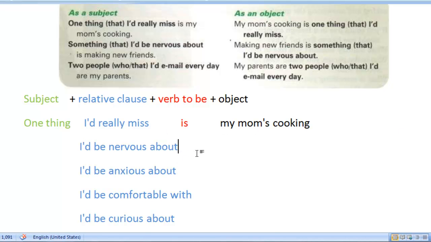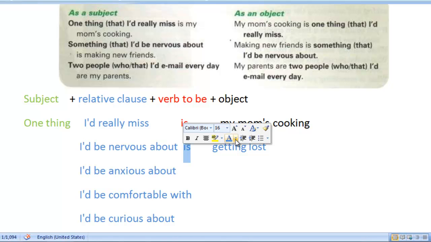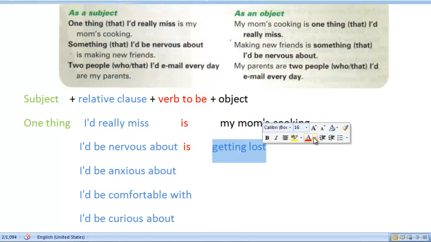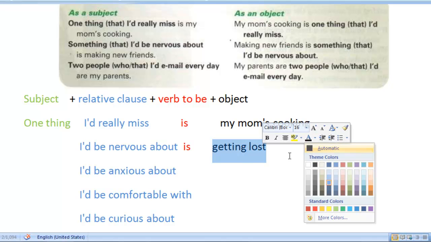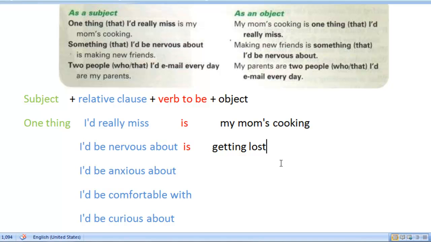One thing I'd be nervous about is, all right, that's going to follow the verb to be, and maybe for me is getting lost. All right, let me try to keep the format a little bit because I want you to notice that we have one thing as the noun, the relative clause I'll be nervous about. Then this is followed by the verb to be, and then this will be followed by the object of the sentence. Okay, so for me, one thing I'll be nervous about is getting lost.